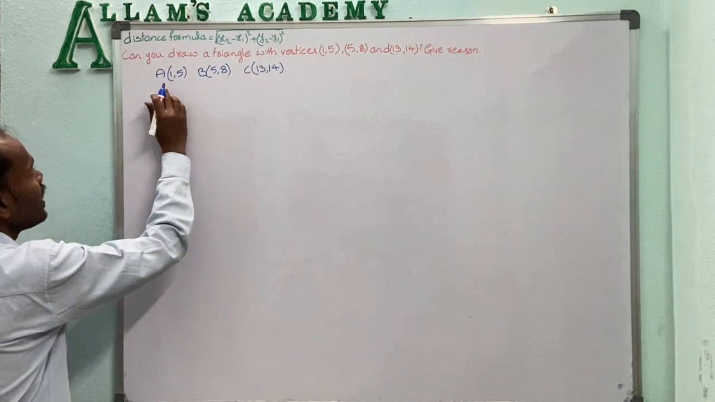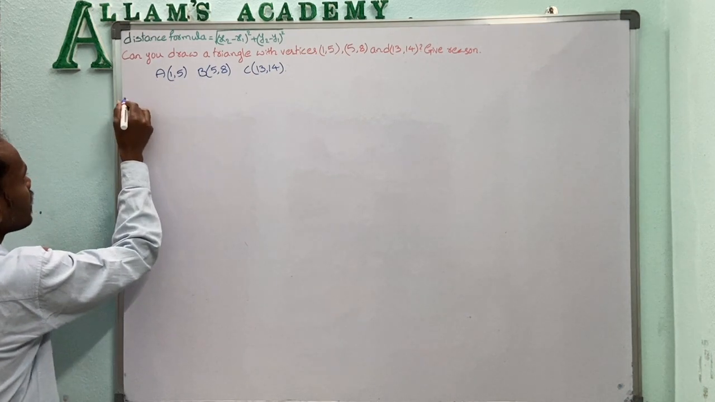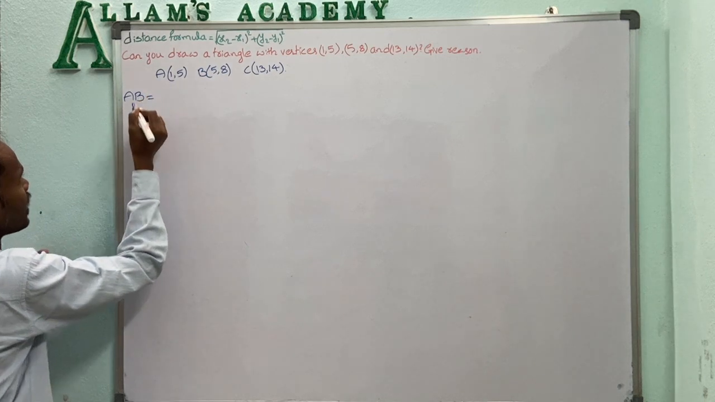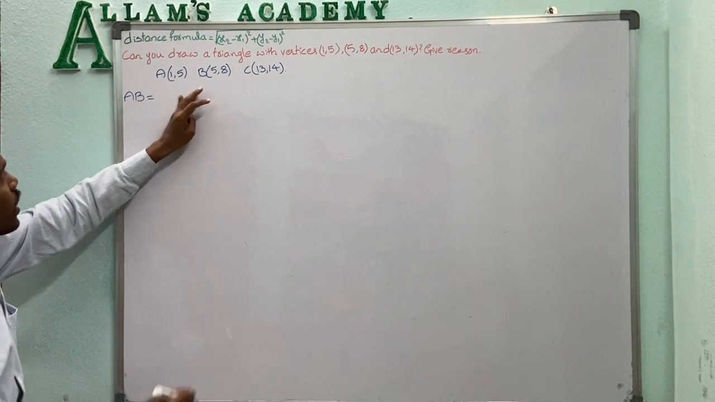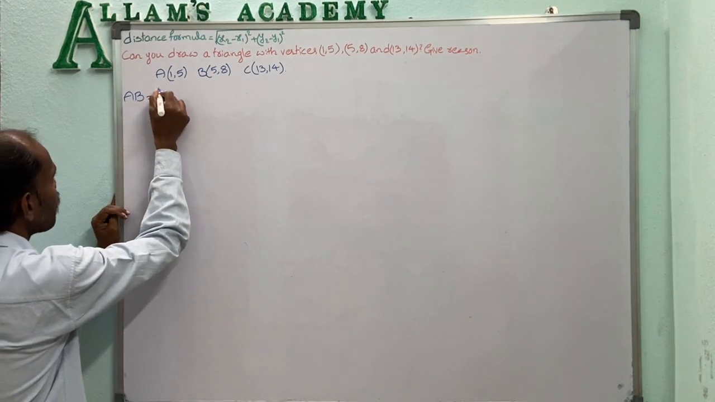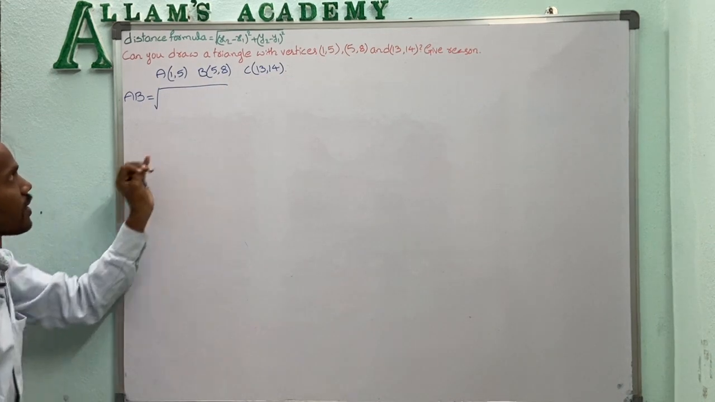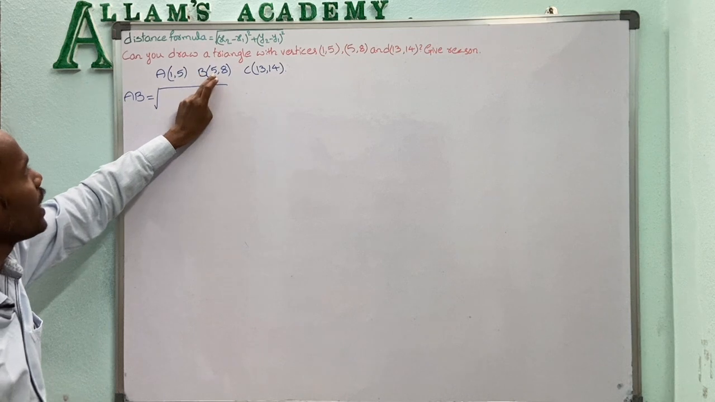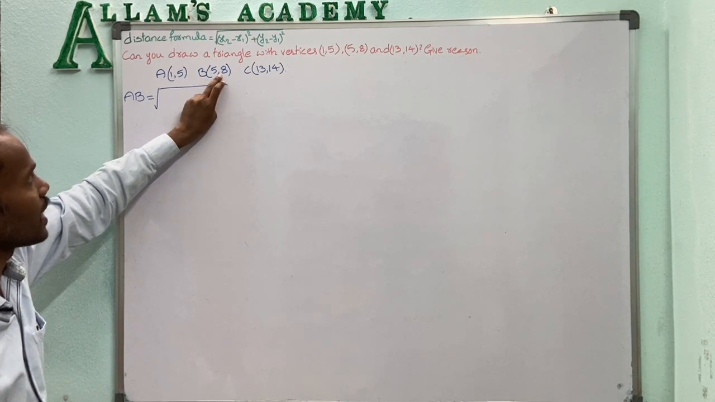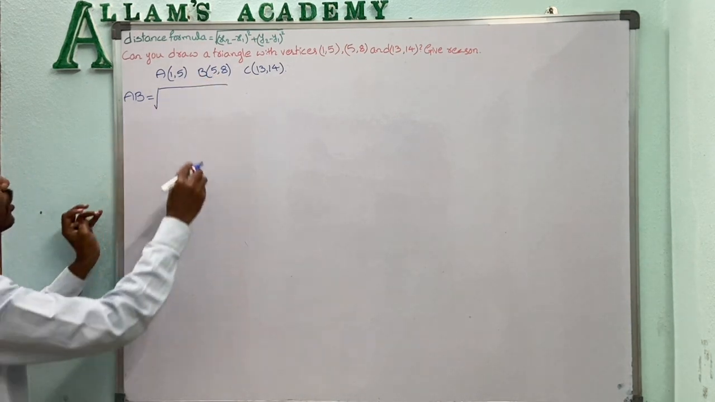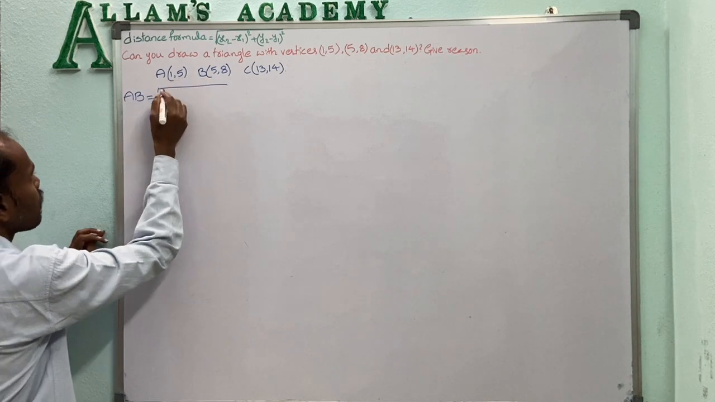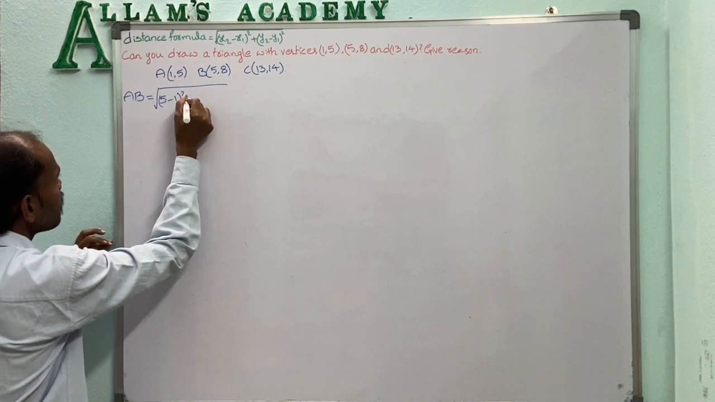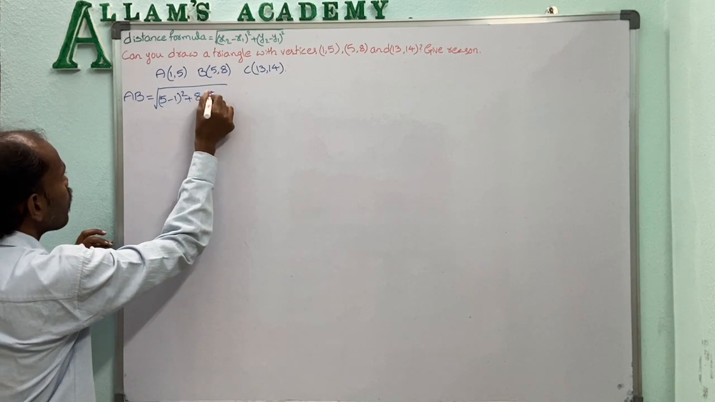Now find the distance between the 2 points A and B, that is nothing but the length of the side AB, that is under root x2 minus x1 whole square plus y2 minus y1 whole square. So here the points 1, 5 will be taken as x1, y1 and 5, 8 as x2, y2. So x2 minus x1, 5 minus 1 whole square, under root, plus 8 minus 5 whole square.